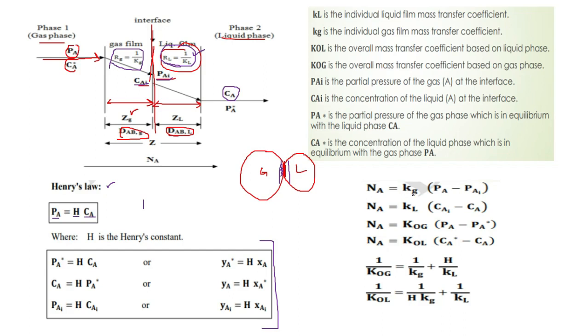Now, in the case of two film theory, if you want to find the rate of mass transfer, you use these formulas. Okay, so the meaning of every term is written here, and this KOG is the overall mass transfer coefficient based on the gas phase. So in order to find this, you have to use this expression, and in order to find the overall mass transfer coefficient based on the liquid phase, you have to use this formula.